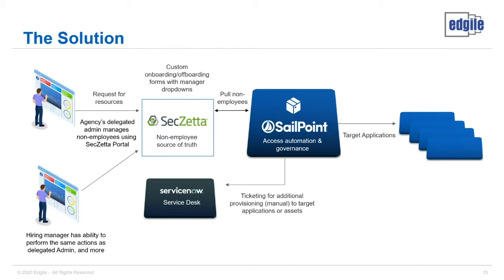So, we've talked a lot about delegated and collaborative processes within SecZetta, because that's what's required, right? For non-employees, we've got to allow those vendor managers and the business line sponsor and potentially all of these other teams access to help make sure that we have all the accurate information for those non-employees.